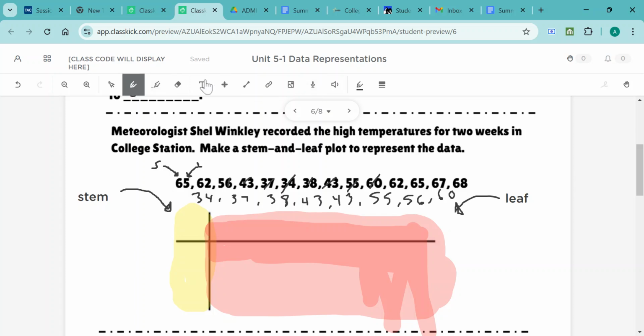I'm going to have to redraw my arrow over here because it kind of got in the way. I have 60. I have 62. I have two of them. And yes, you do have to put both of them.